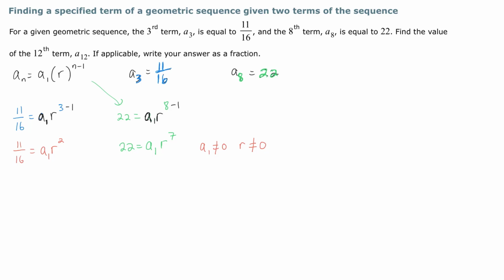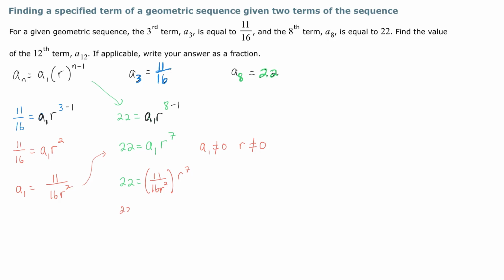Let's take this first equation over here, and I'm going to solve for a sub 1. So that is going to be 11/16 times r squared. I'm going to take this and substitute it over here. And let's see what we get. 22 is now equal to a sub 1, which is 11/16 times r squared, and r to the 7th power. Now we have r to the 5th power.